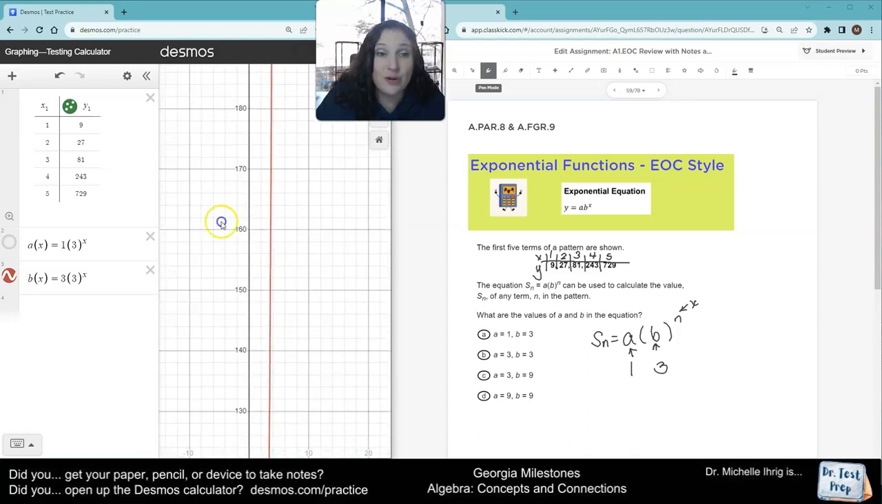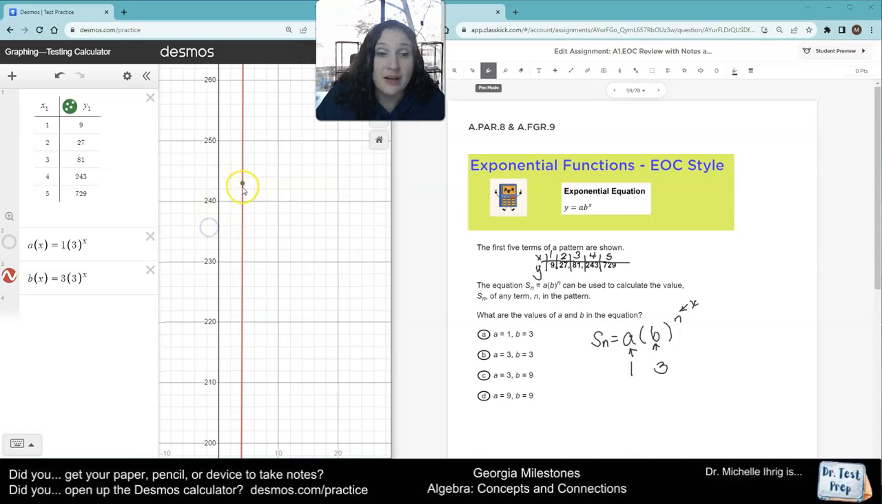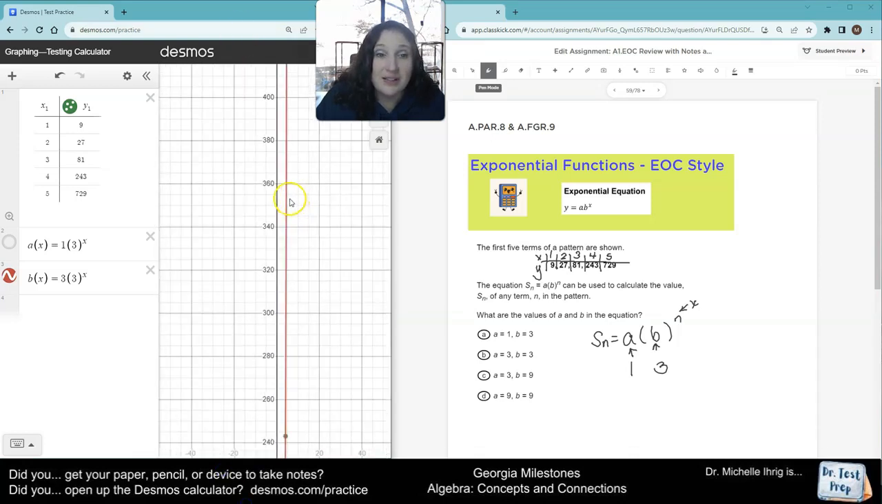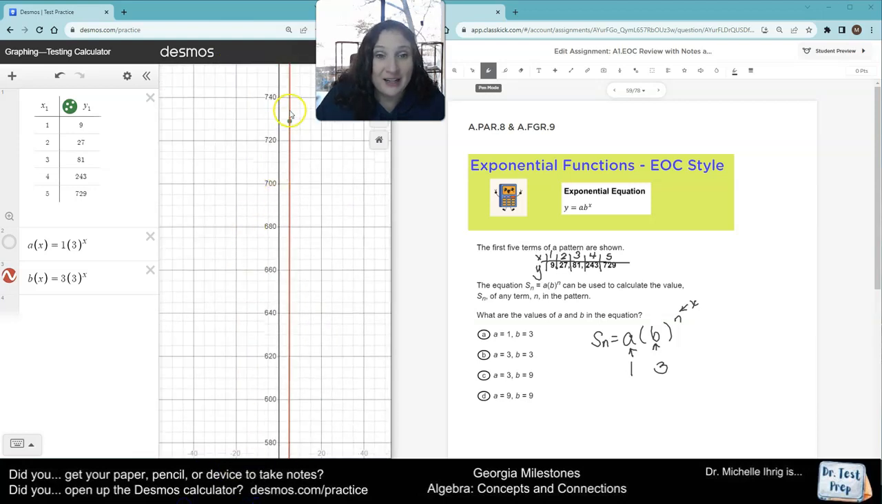And if I scroll all the way up to 243, look, it goes through that point. And if I go all the way up to 729, it goes through that point. So we know choice B is the correct answer.